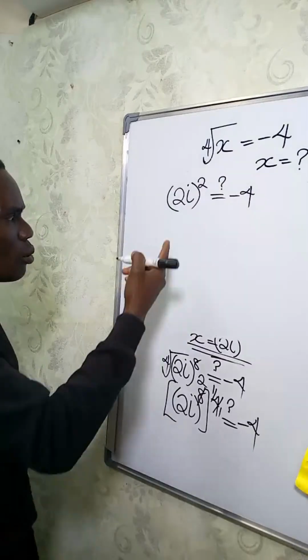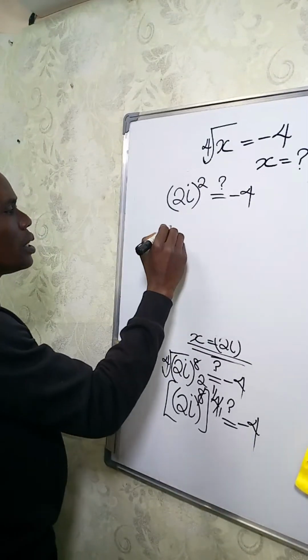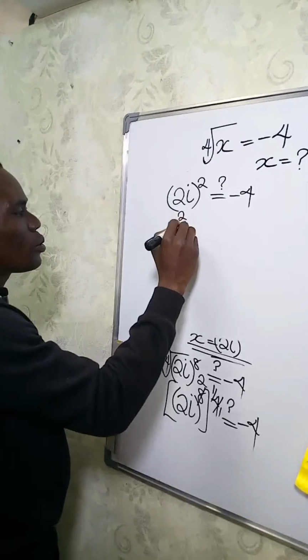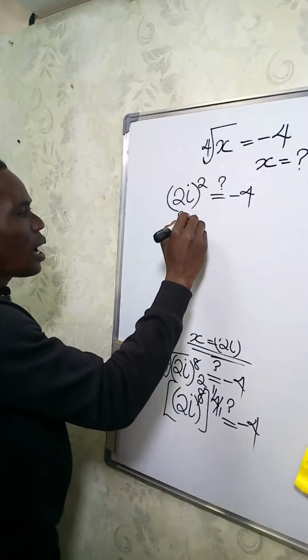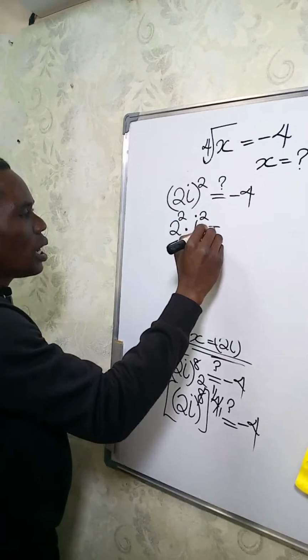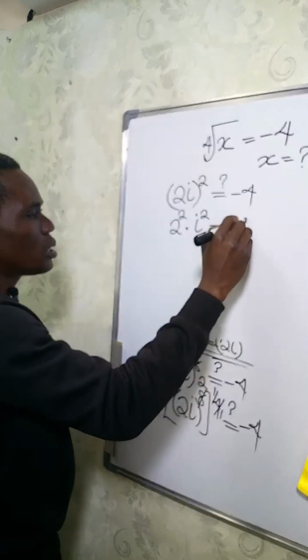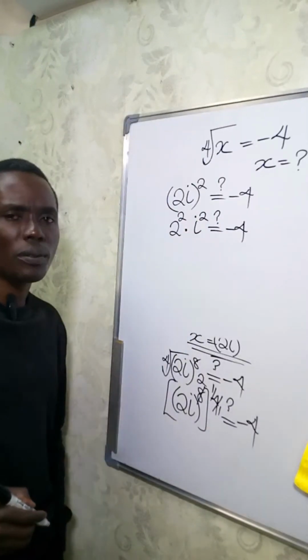Let's find out. If we separate this according to the law of indices, we'll have 2 to the power of 2 multiplying i squared, and this will be equal to negative 4. Now, will this give us negative 4?